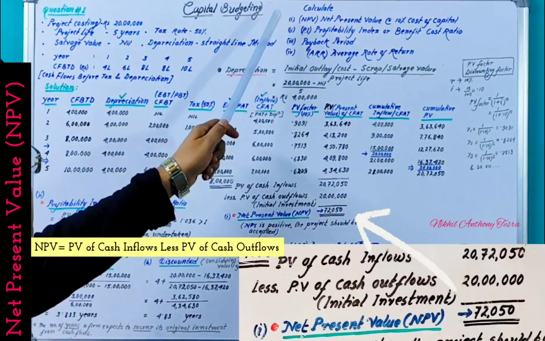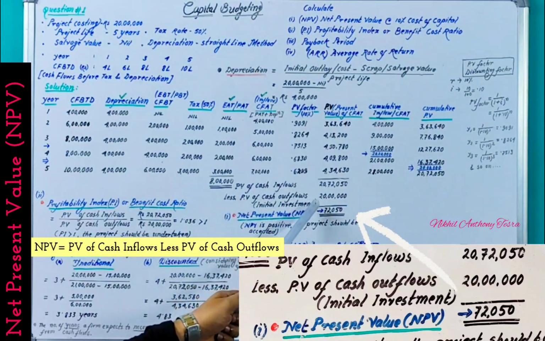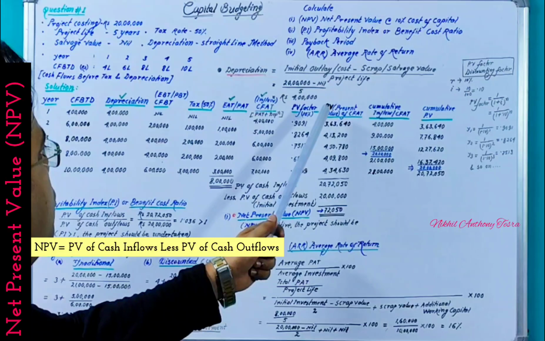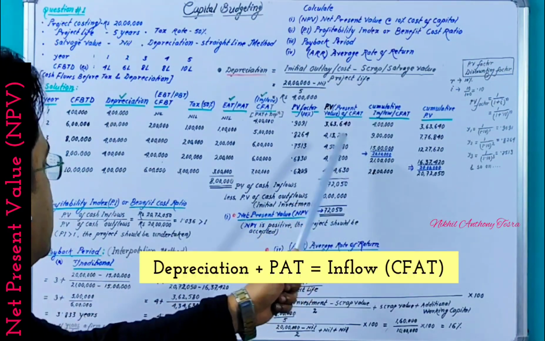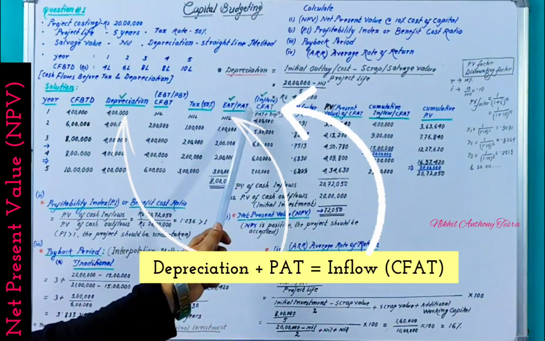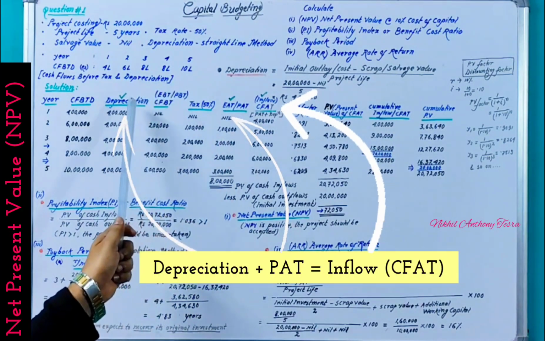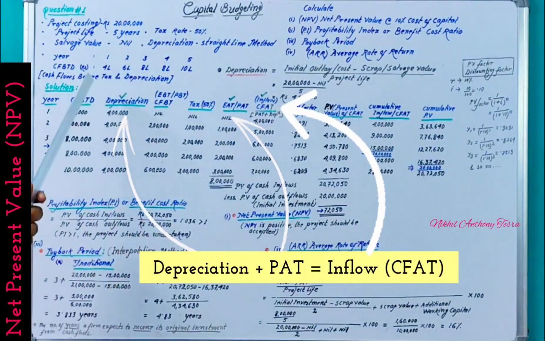To calculate the net present value, the formula is present value of cash inflows minus present value of cash outflows. Now, in order to calculate the present value of cash flows after tax, we need the inflow column. And in order to calculate the inflow, the formula is PAT plus depreciation, that is profit after tax plus depreciation. So we need to calculate the depreciation first.